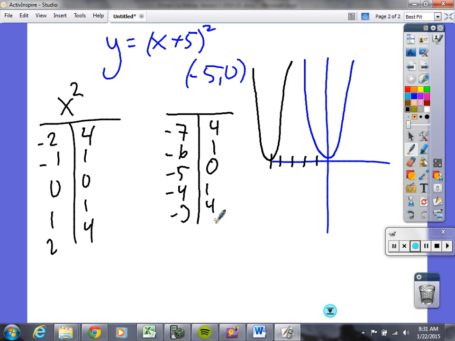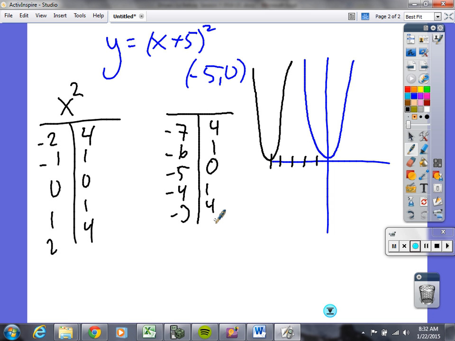Okay, let me state that one more time, because this is a big idea today. This is called a horizontal shift. The reason why it moved left 5 is because that's the value that makes the inside binomial 0. Okay, is everybody with me with that?